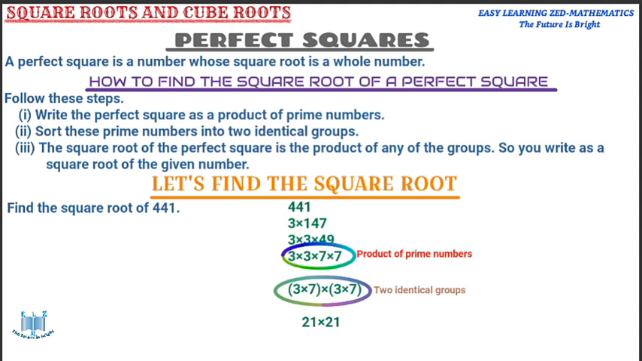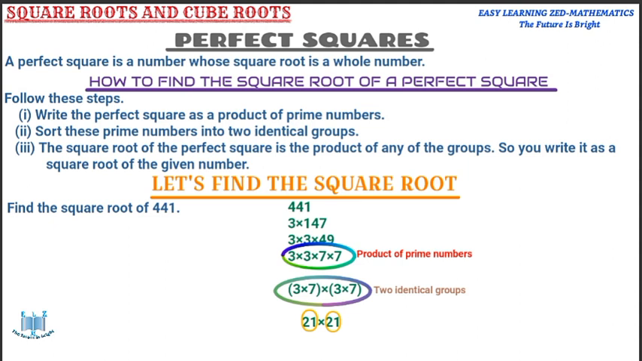Okay, the next step now is: the square root of the perfect square is the product of any of the groups. So you write it like the way I've written. So the square root of the perfect square is the product of any of the groups. So here now, as you can see, we've got 21, 21 there, which we have circled. So we can pick one of the 21s there. Is the square root of 441.